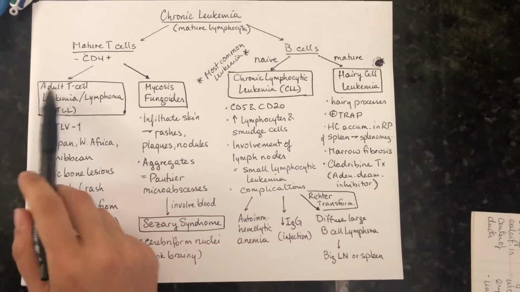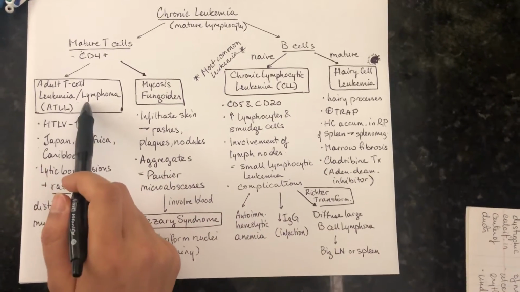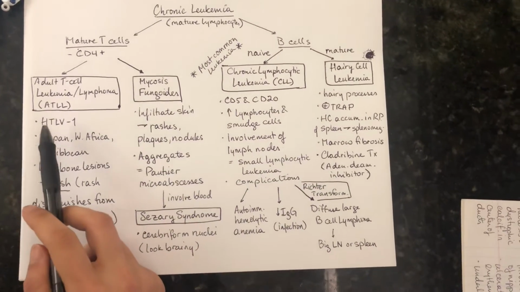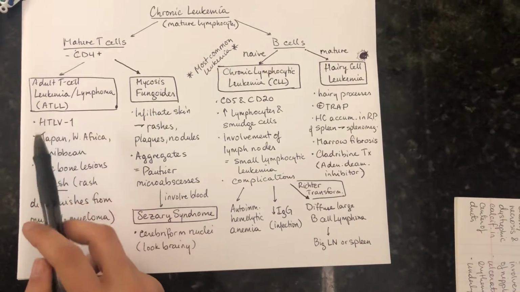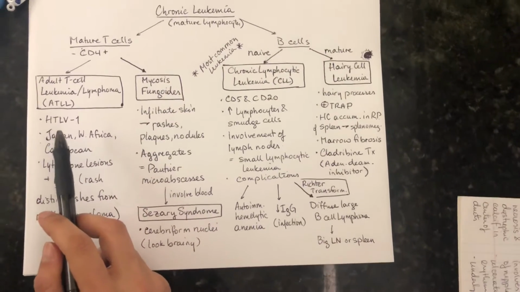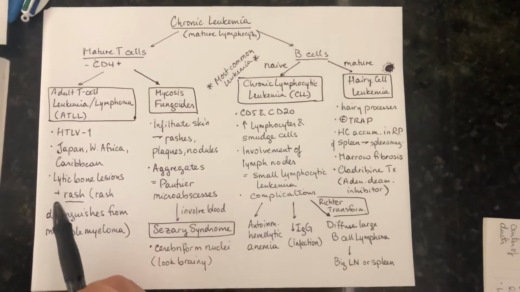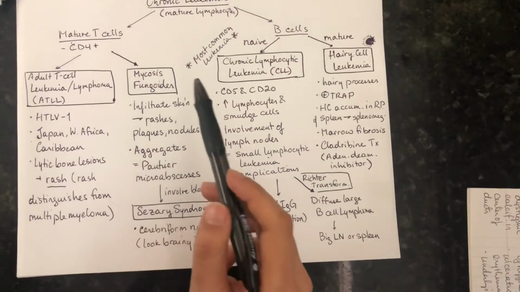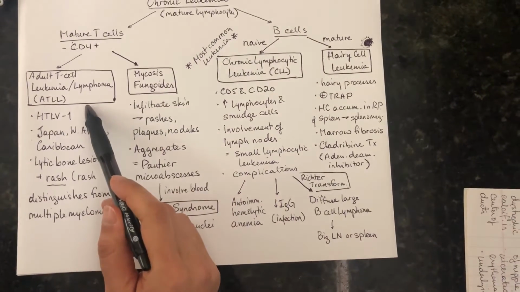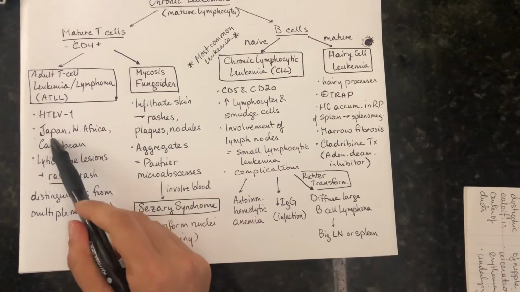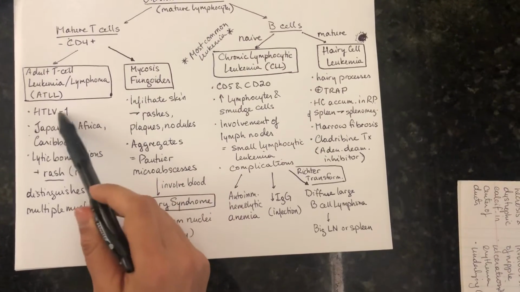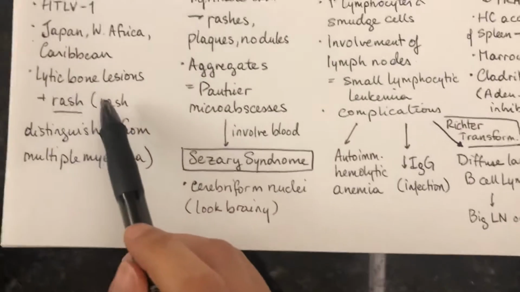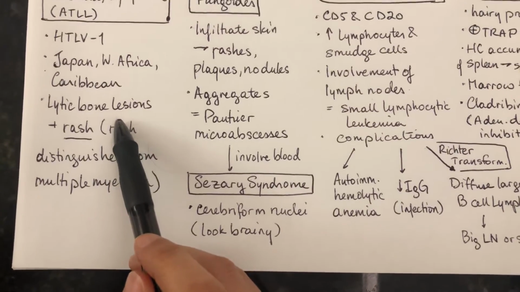So you can get adult T cell leukemia/lymphoma, or ATLL, which is due to the human T lymphotropic virus 1. I hope I said that right. Or you can get mycosis fungoides. ATLL is most common in Japan, West Africa, and the Caribbean, where this virus exists. And you commonly get lytic bone lesions plus a rash.